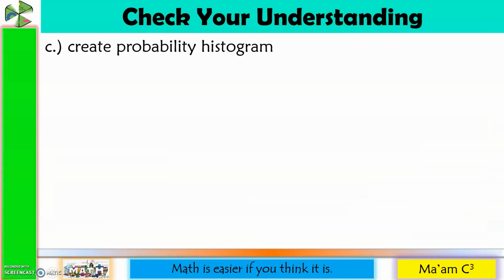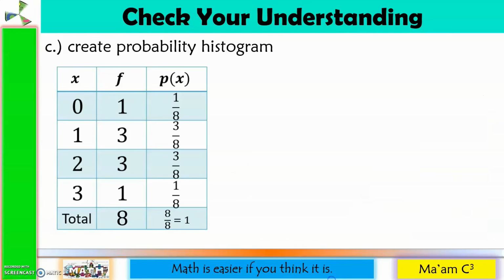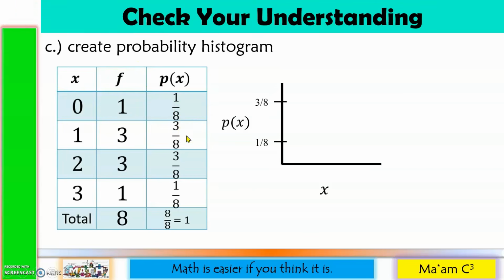Last one, create the probability histogram. So here again is our distribution. Y-axis, x-axis, we'll label the y-axis as P of x and x-axis as x. Let's start with P of x, 1/8. And then we have 3/8. 3/8 again, it's already here. 1/8, it's already here. For our x, we have 0, 1, 2, and 3.